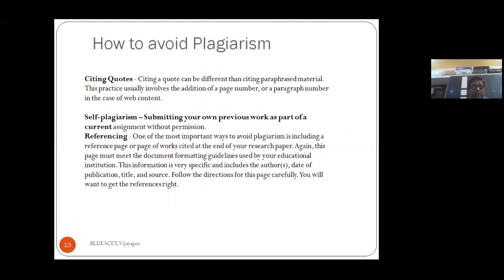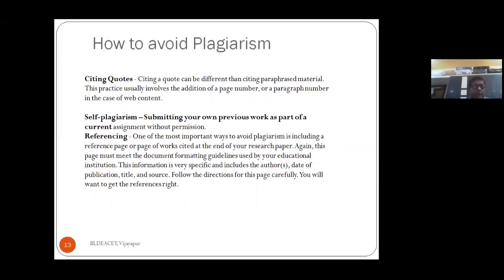And next is referencing. One of the most important ways to avoid plagiarism is including a reference page or a page of works cited at the end of your research paper. So when we do any research or write a paper, we consult sources, and that reference should also be at the end.